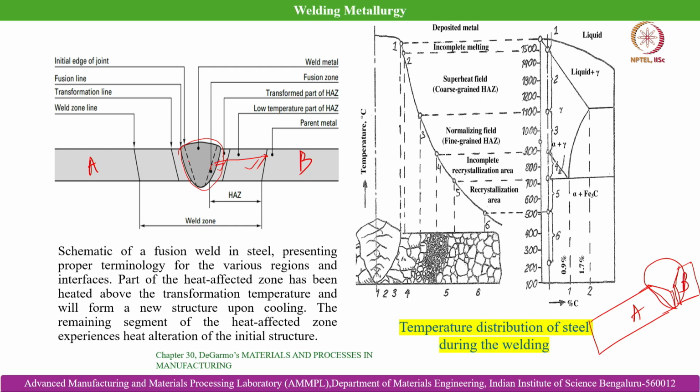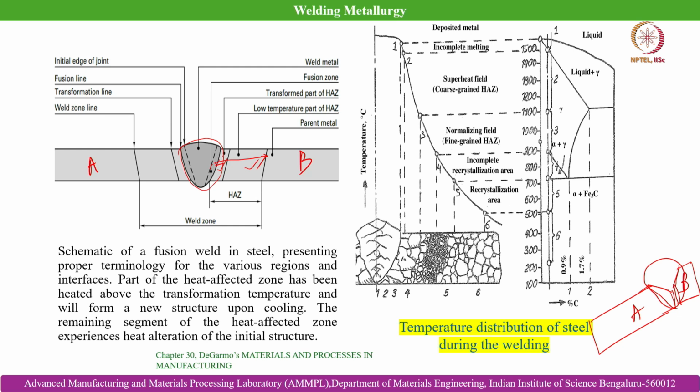Finally, till where the weld pool extends within the parent body is marked here as the fusion line. Then the boundary between the transformed part of the HAZ and the low temperature part of the HAZ is termed here as the transformation line. And this one is the farthest corner till which there is an effect originated from the welding process that happened between two plates. So, that has been termed here as the weld zone line.